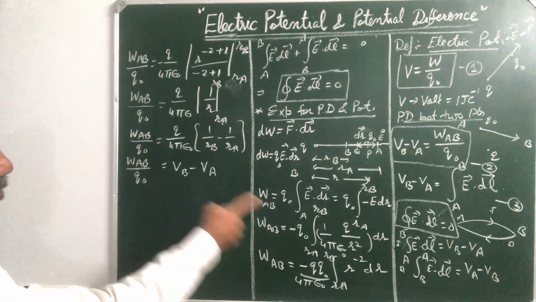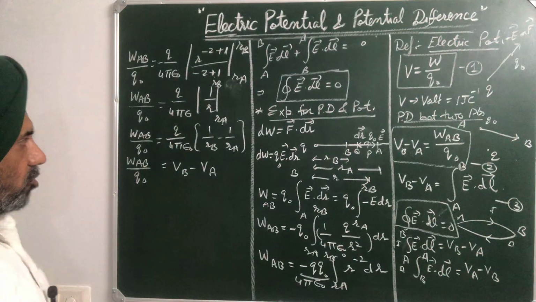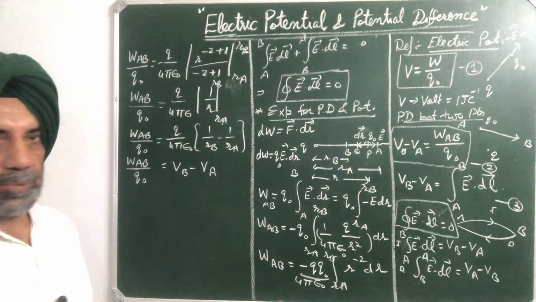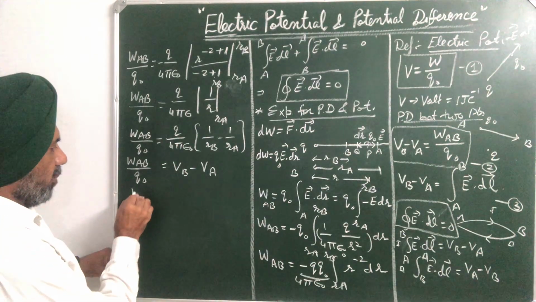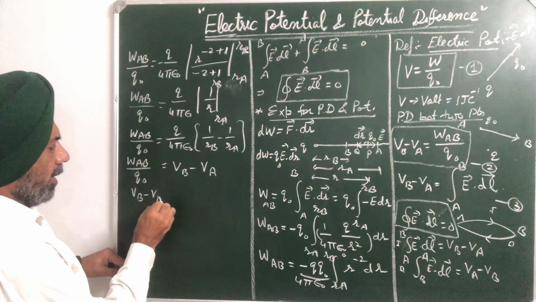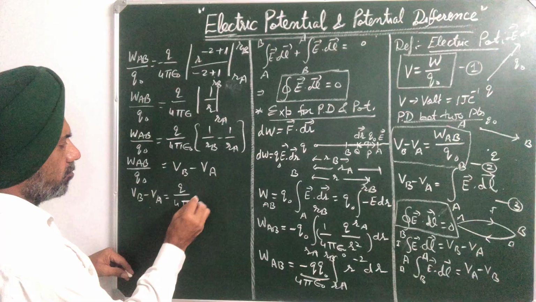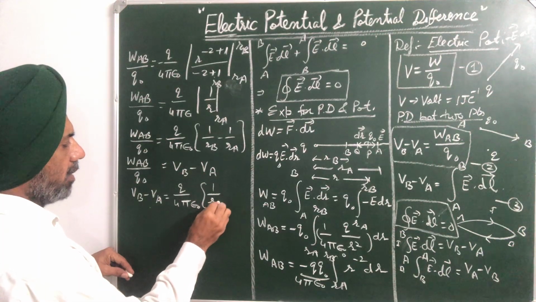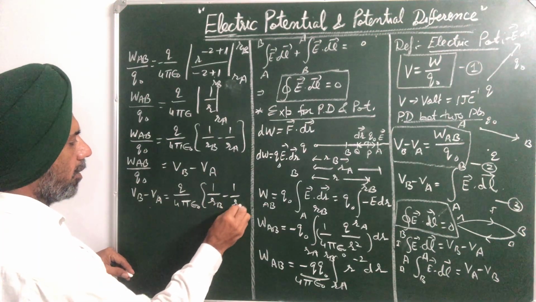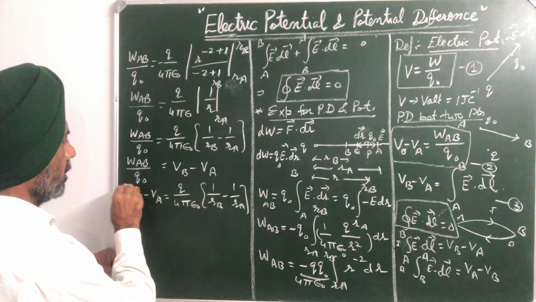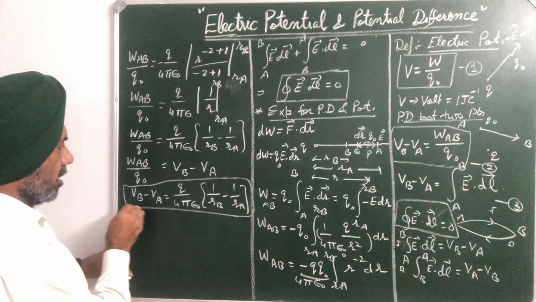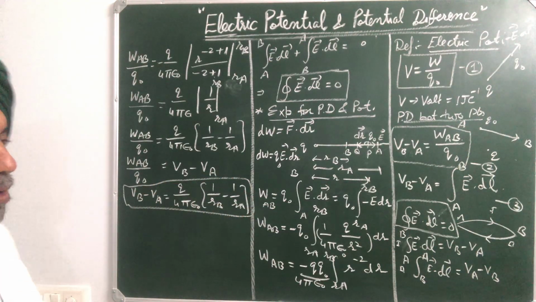So, potential difference between 2 points. Which is the required expression for potential difference between 2 points? VB minus VA is given by Q upon 4 pi epsilon naught, 1 by RB minus 1 upon RA. This is the required expression for potential difference between 2 points.